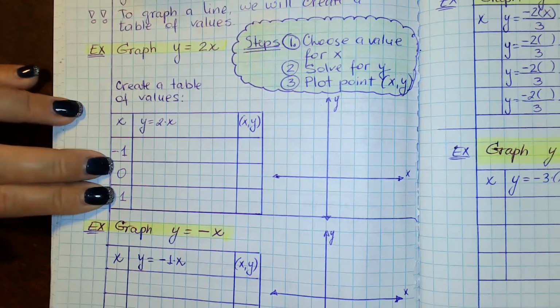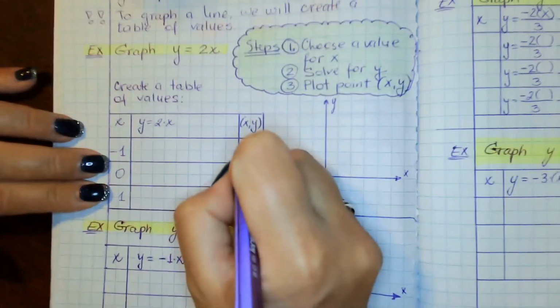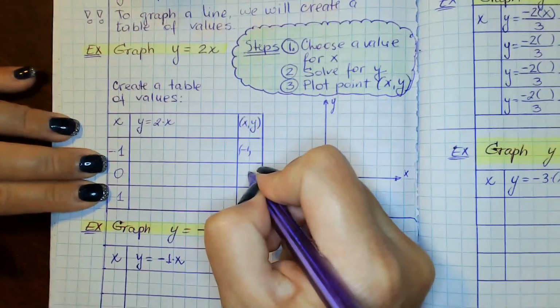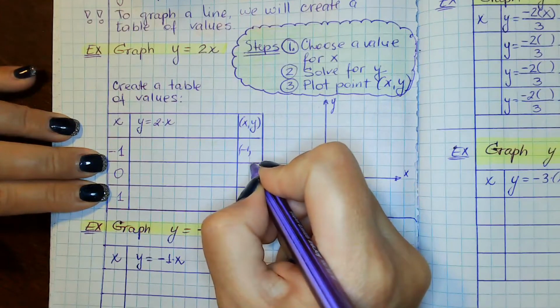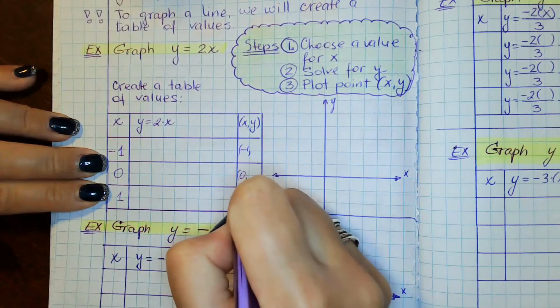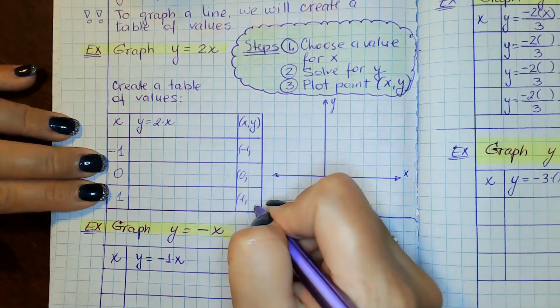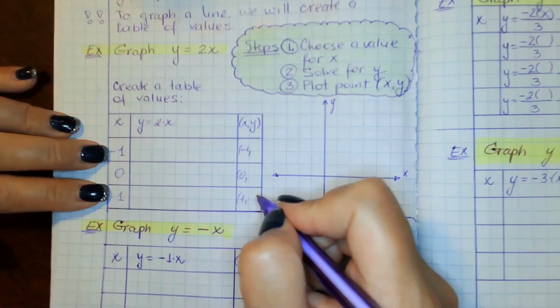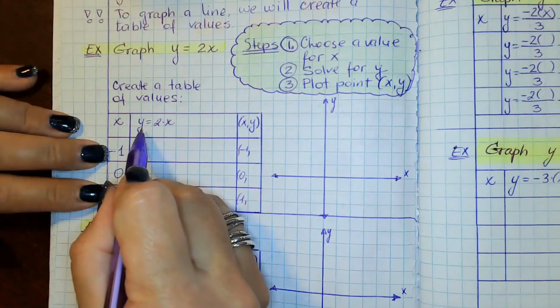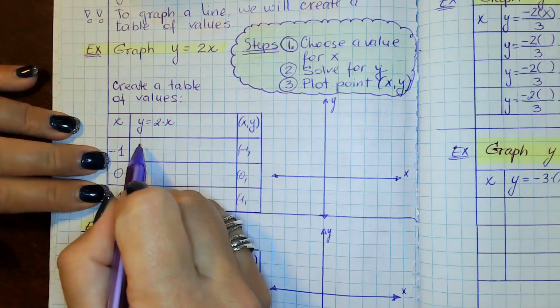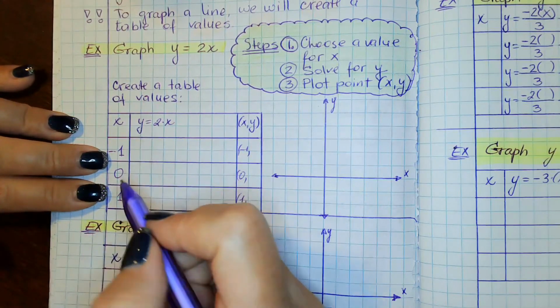So x is the independent variable and it's a choice. That same x value we put in the last column here, where the ordered pairs are going to be. So -1, 0, and 1. The y value of the ordered pair is dependent on x. In the equation, y equals 2 times the value of x. So every y is 2 times the value of the chosen x.